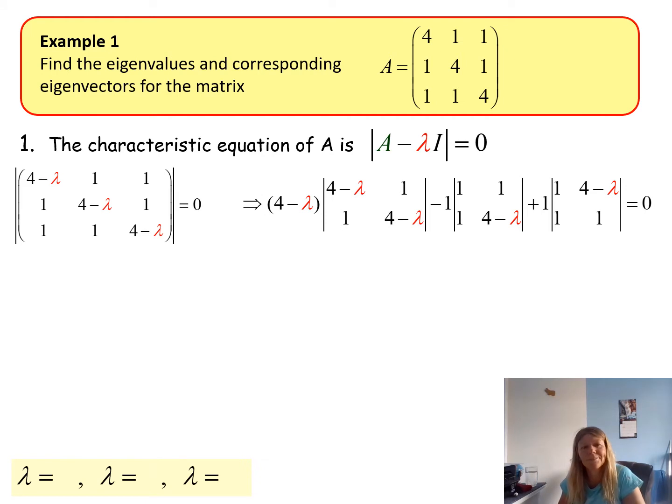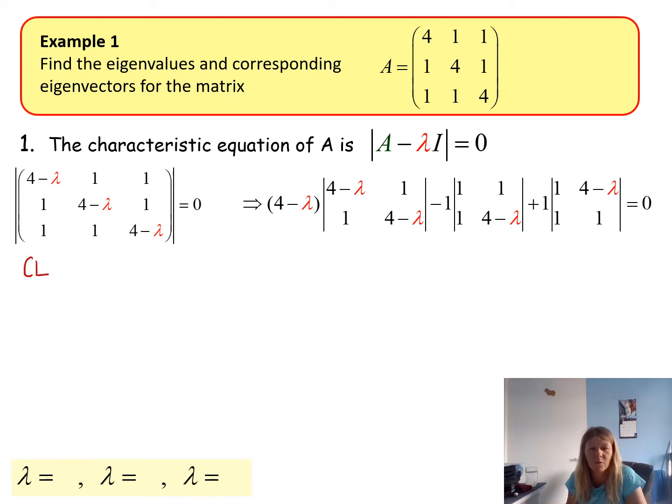Example. Find the eigenvalues and corresponding eigenvectors for this matrix. So first solve the characteristic equation. You have your A minus lambda I, which ends up with just taking lambdas off the diagonals. And then use the top row to expand it. So we're going to have to give it a go.